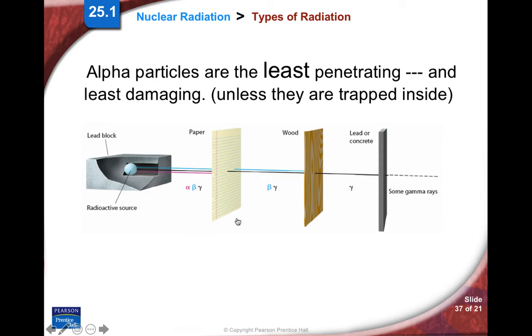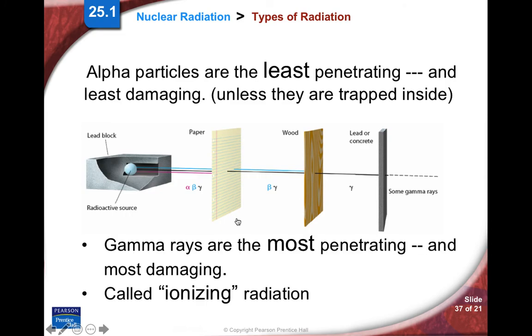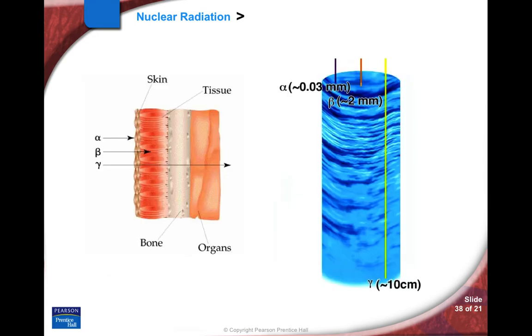Alpha particles are the least penetrating particles. They're easy to block. They're the least damaging unless you breathe them in. Gamma rays are the most penetrating. It's almost impossible to completely block them. It takes lots of lead and concrete. It's also so damaging. It's what we call ionizing. It knocks the electrons off of atoms, which prevents them from bonding and causes free radicals in your body, which you may have heard of, which are really bad for you.